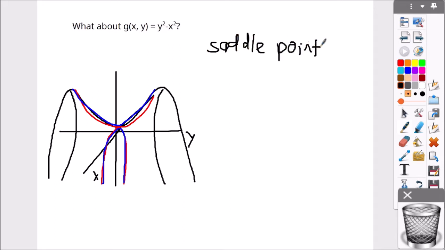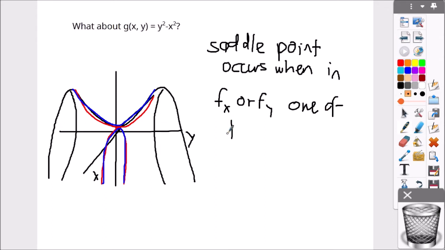And when does that occur? It occurs when, I should say, fxx and fyy, because fxx means the second derivative with respect to the x direction. fxx or fyy, one of them is positive and the other is negative.